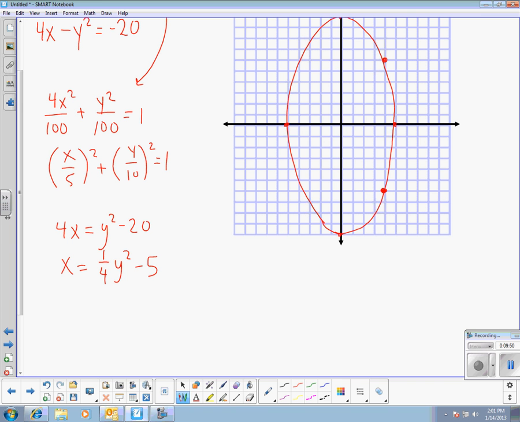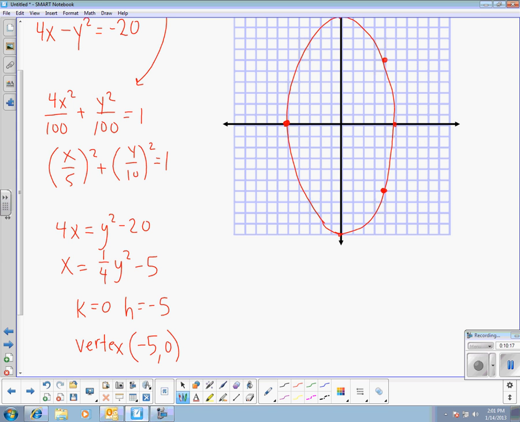The vertex is negative b over 2a. So since my b is 0, my k, which is the y part of my vertex, is 0. And h, when I sub that 0 back in, I get negative 5. So my vertex is negative 5, 0, which means that this same point that was on my ellipse is also there.